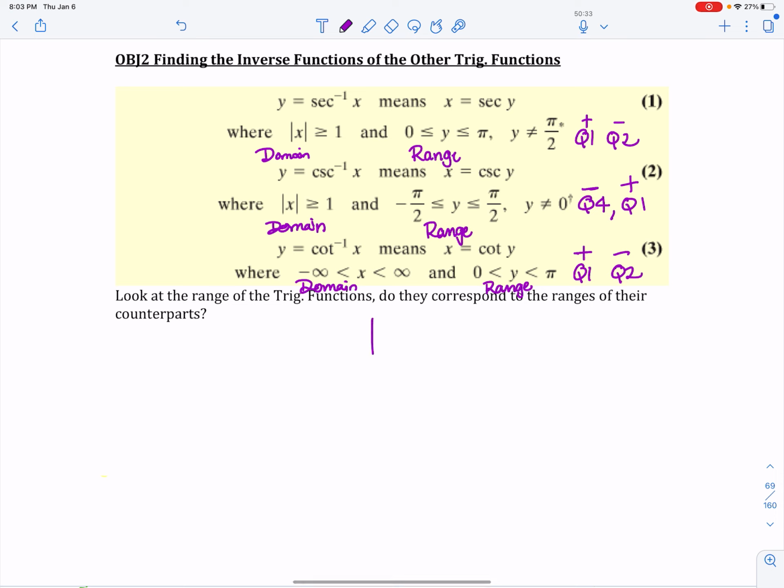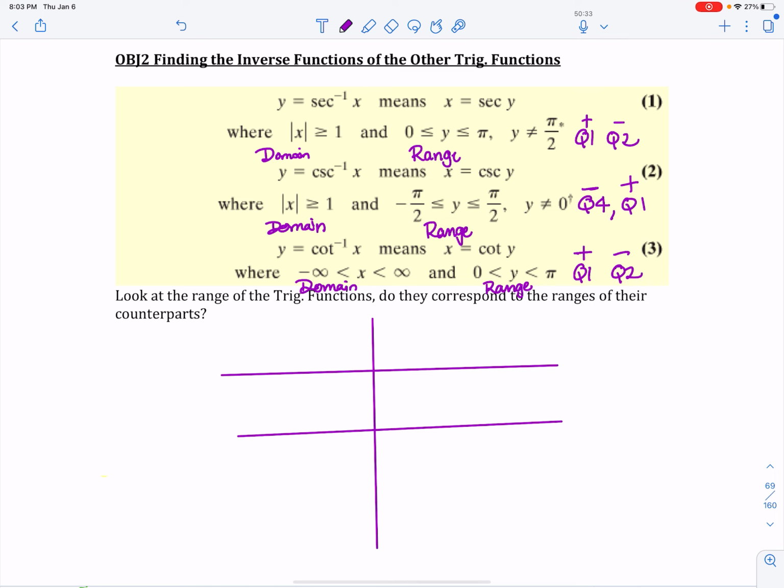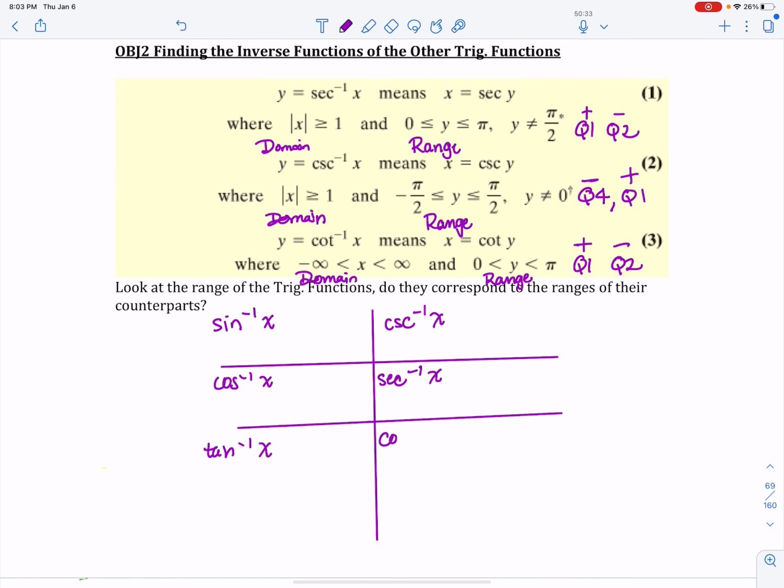So let's make a little chart quickly. The three trig functions are sine, cosine, and tangent. Remember, we're looking at the inverse functions, and then the reciprocal of each one. The reciprocal of sine is cosecant, so let's look at inverse cosecant. The reciprocal of cosine is secant, so let's look at inverse secant. And then the reciprocal of tangent is cotangent, inverse.